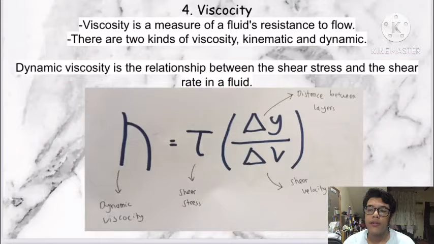So we move on to the next part, which is viscosity. Viscosity is a measure of a fluid's resistance to flow. There are two kinds of fluid viscosity, that is kinematic and dynamic. Dynamic viscosity is the relationship between the shear stress and the shear rate in a fluid. Due to the formula, dynamic viscosity equals shear stress times the distance between the layers over the velocity.